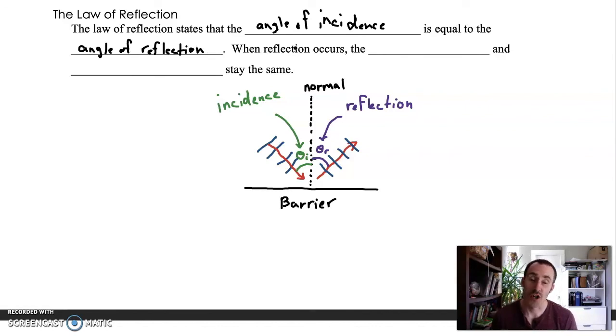And when reflection occurs, the wavelength and the speed stay the same. Nothing changes about the waves. It's not like they get longer or faster or anything like that. So the speed and wavelength stay the same. Now we mention that here because when we talk about refraction, those things are going to change.